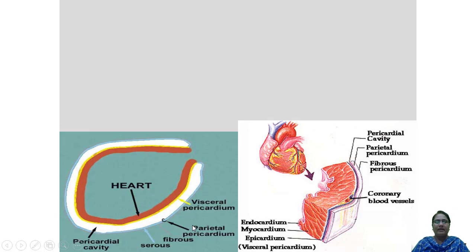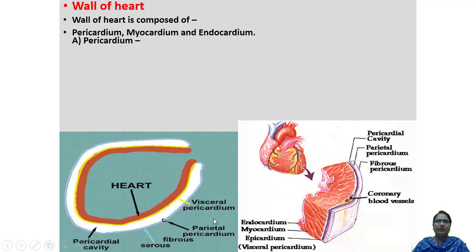Then next is the wall of the heart. Now the heart wall is composed of 3 layers: pericardium, myocardium, and endocardium. Suppose this is the heart. Now 3 layers you can see here in this figure. The first one is the pericardium, the outermost layer. The middle layer is myocardium, and the inner layer is the endocardium.